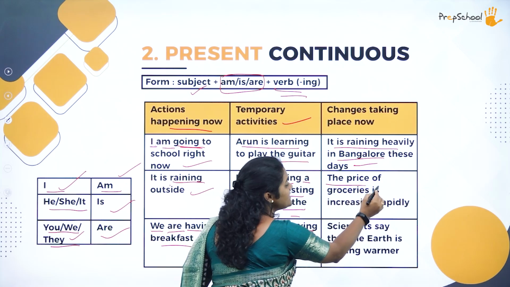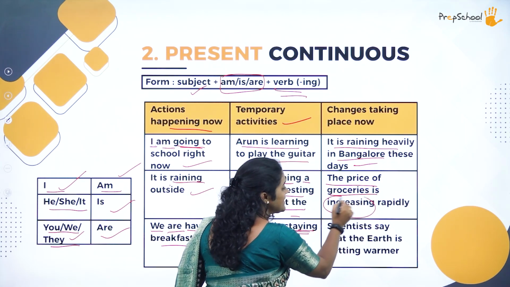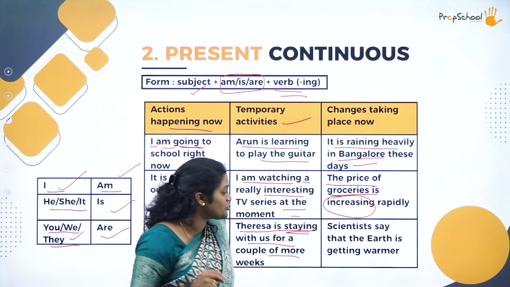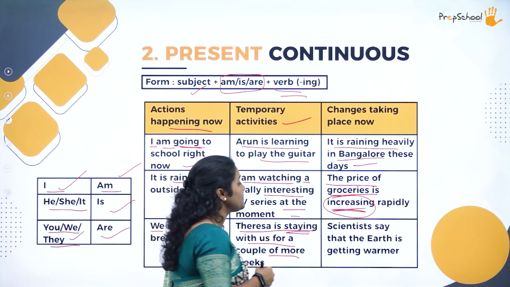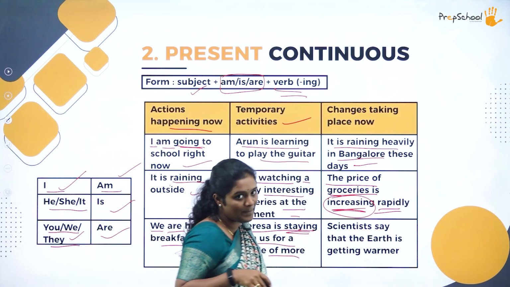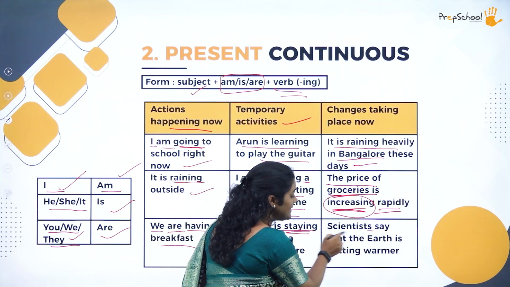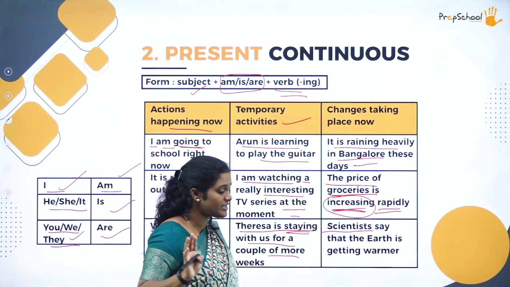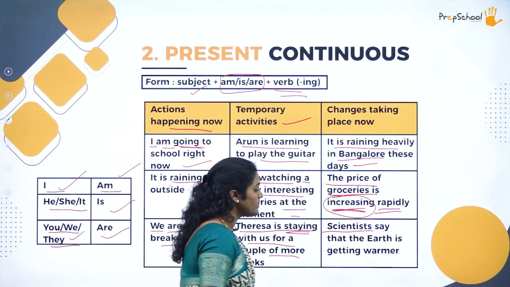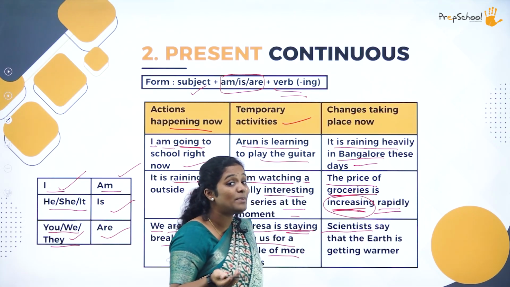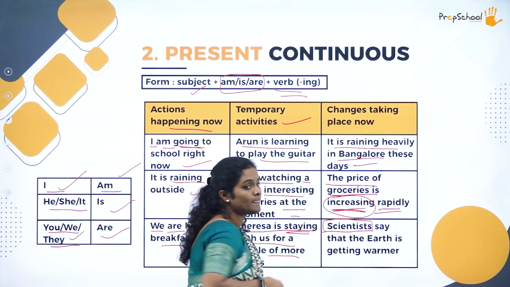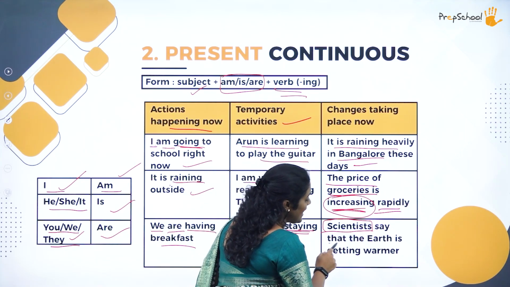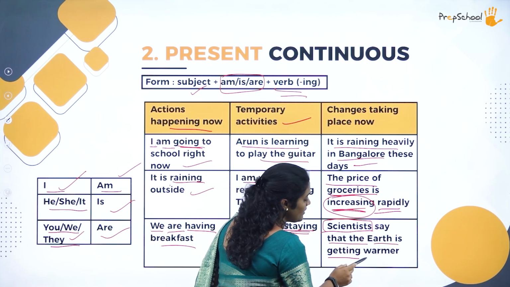Then, the price of groceries is increasing. Price of groceries is the subject. Increasing, the verb with the ing format, is increasing rapidly. Then the last example is scientists. Obviously, we got our subject in place. We have to look for the verb now, and also what is the helping verb that is used over here when it is scientists. Say that Earth is getting warmer.